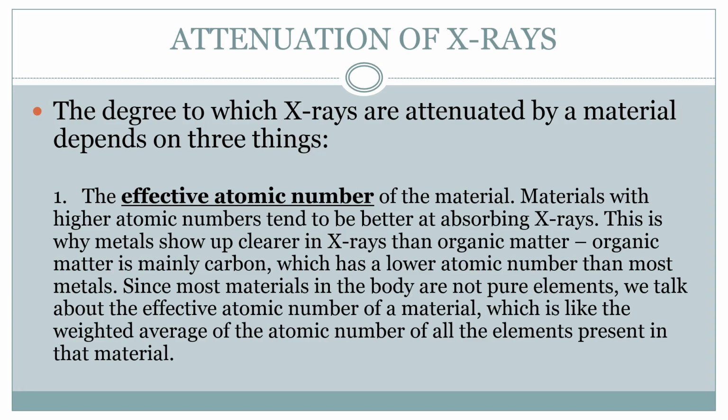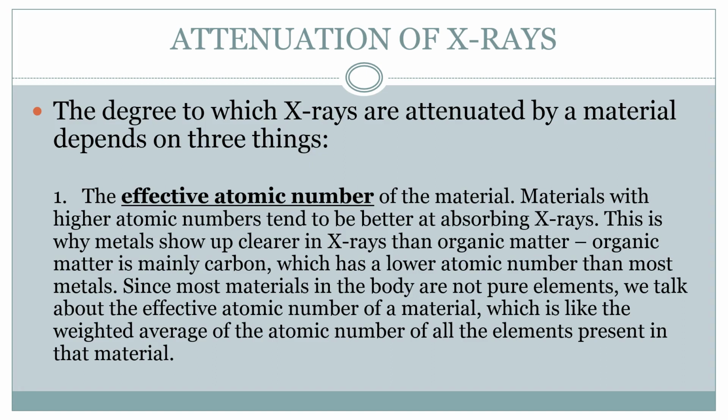So our body is mainly low atomic number elements like carbon, hydrogen, and oxygen, whereas metals are much further down on the periodic table and have much higher atomic numbers, and therefore will tend to attenuate X-rays to a much greater degree. Now it gets a little bit complicated here, because most of the organic materials in our body are not pure elements. So they're actually made up of two or more different materials. So for our body it's mainly carbon and hydrogen, but there are certain amounts of other elements in there as well.